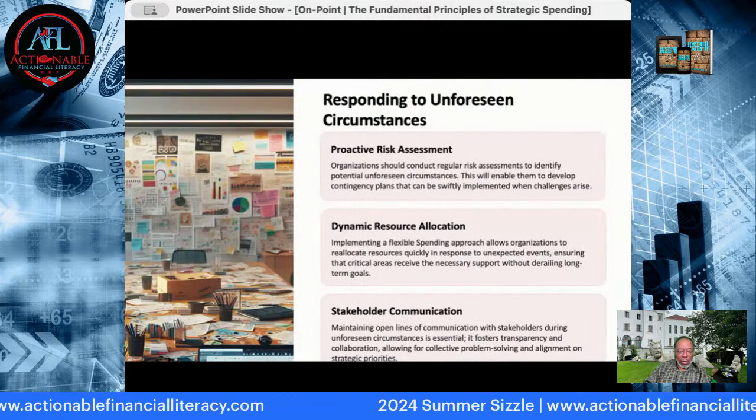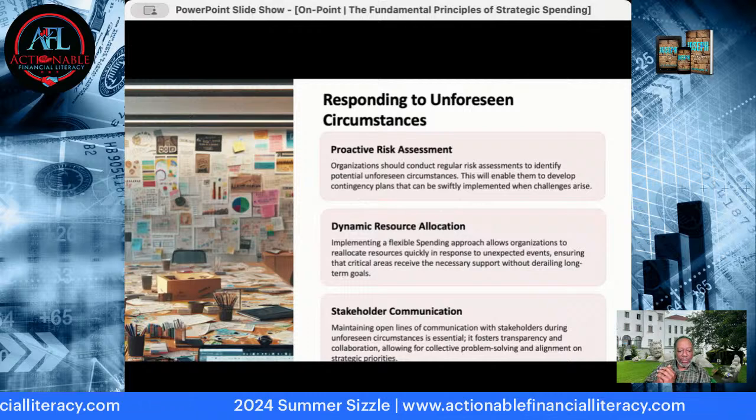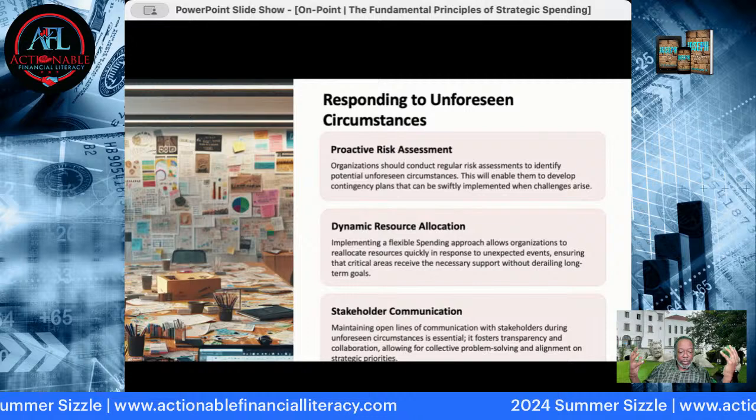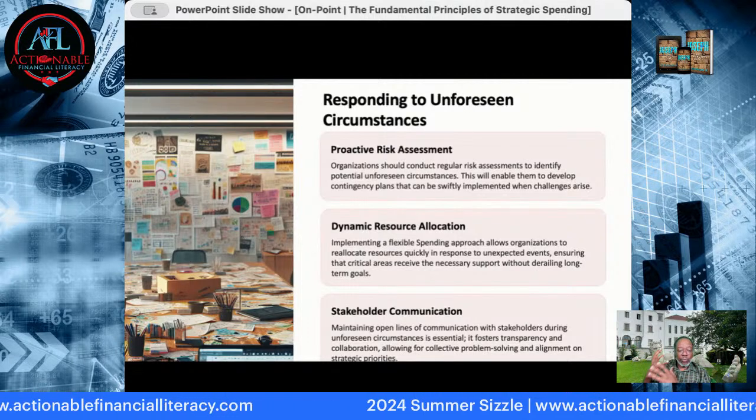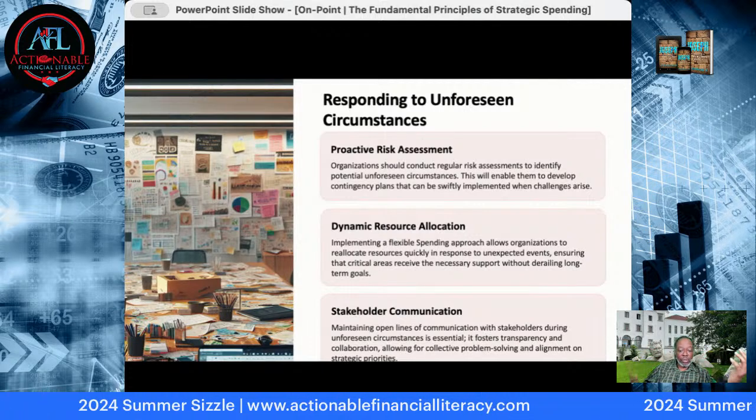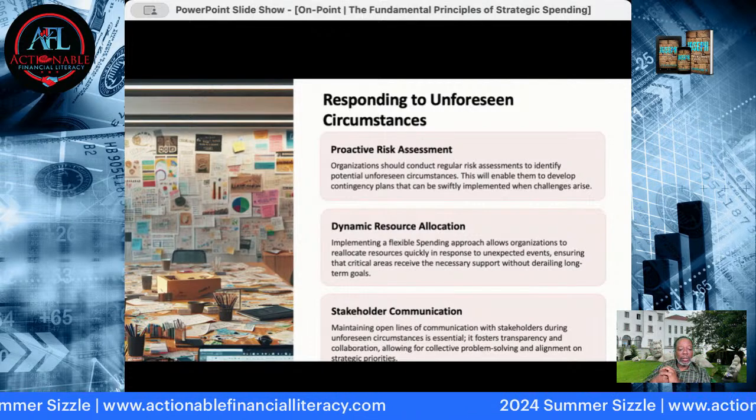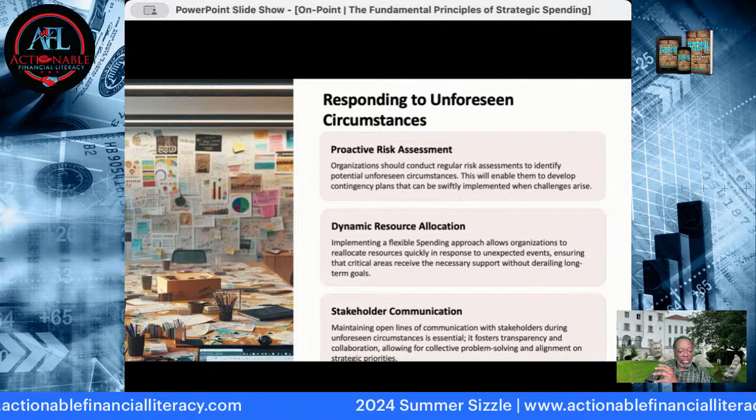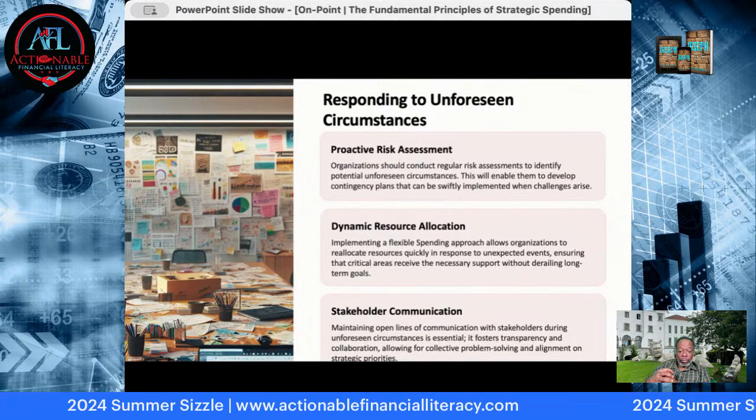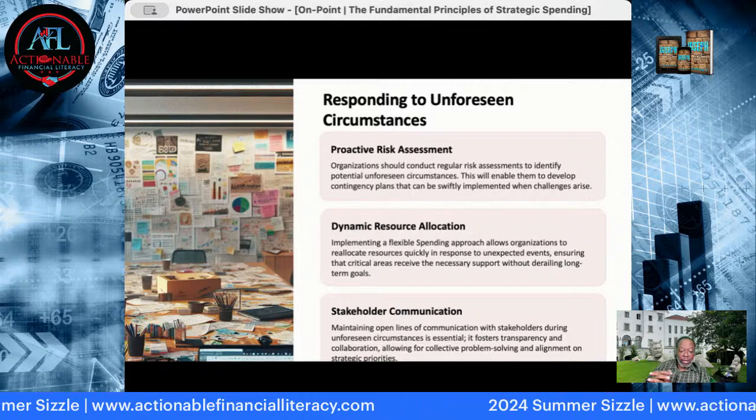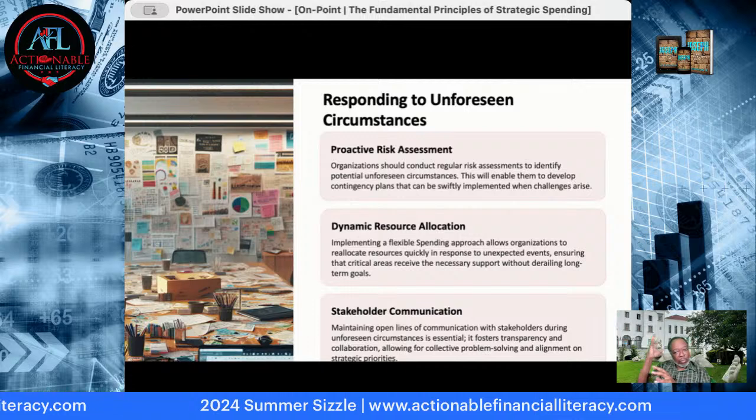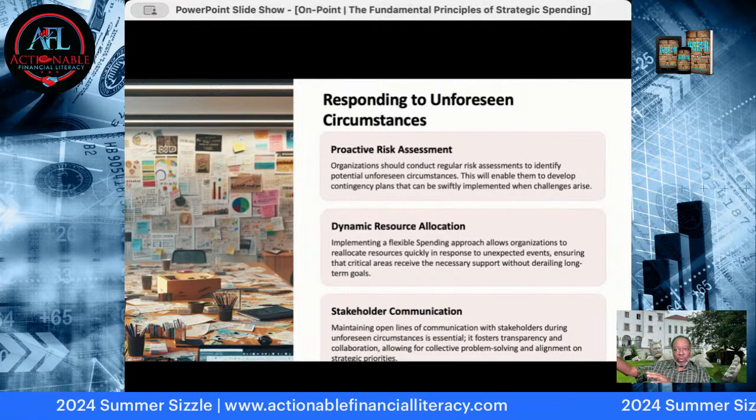All right. So, response to unforeseen circumstances. Your proactive risk assessment. You want to be proactive with it. You want to conduct regular risk assessments to identify potential unforeseen circumstances. You want to have contingency plans out there to swiftly implement changes when challenges arise. You want to have a dynamic resource allocation that you can put in place. You want to have resources there.